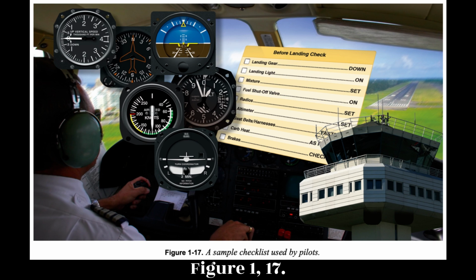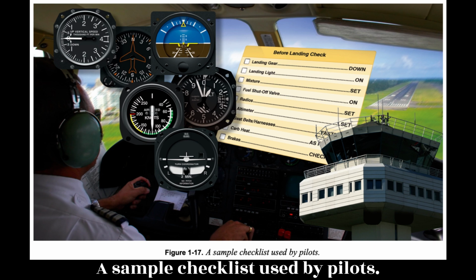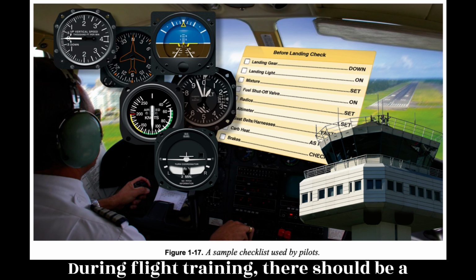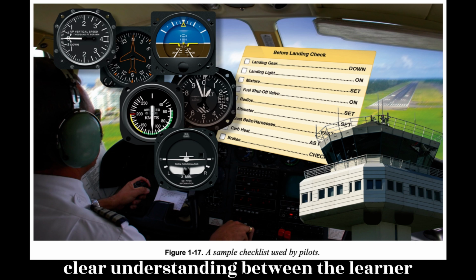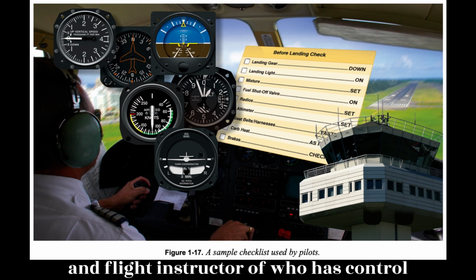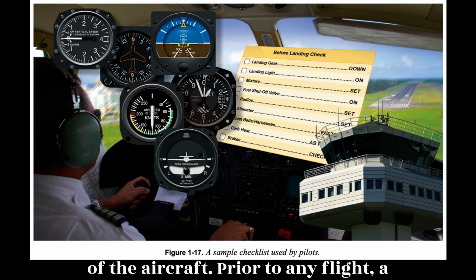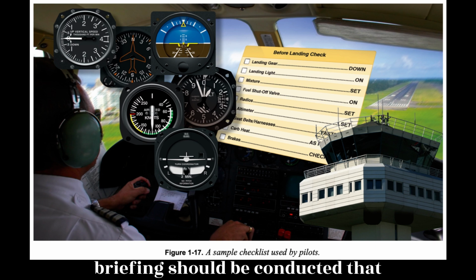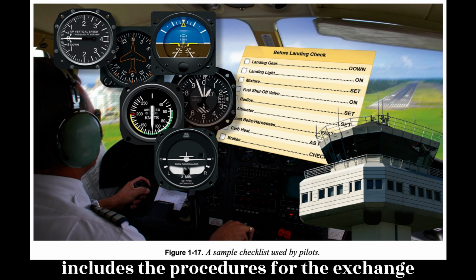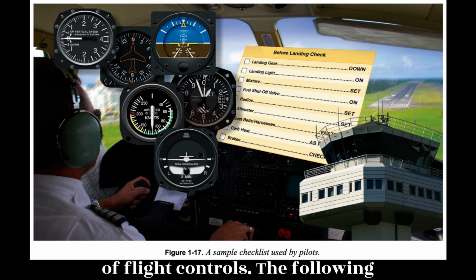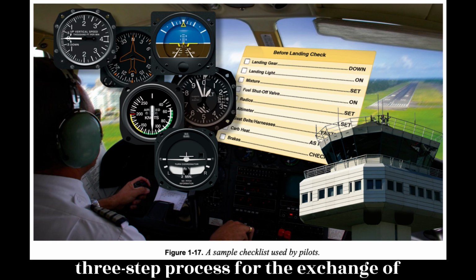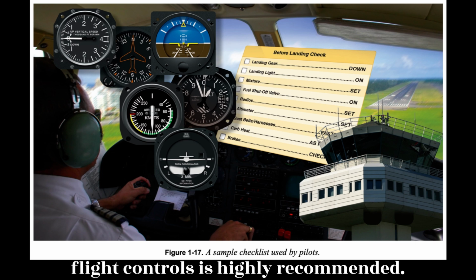Figure 1-17. A sample checklist used by pilots. During flight training, there should be a clear understanding between the learner and flight instructor of who has control of the aircraft. Prior to any flight, a briefing should be conducted that includes the procedures for the exchange of flight controls. The following three-step process for the exchange of flight controls is highly recommended.